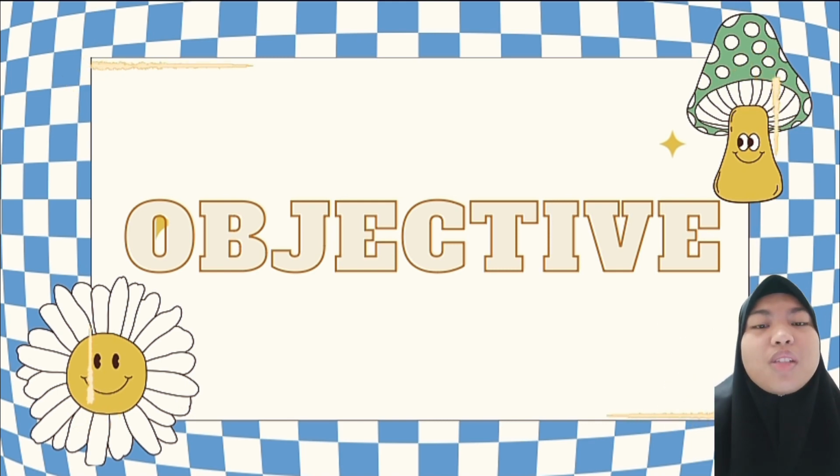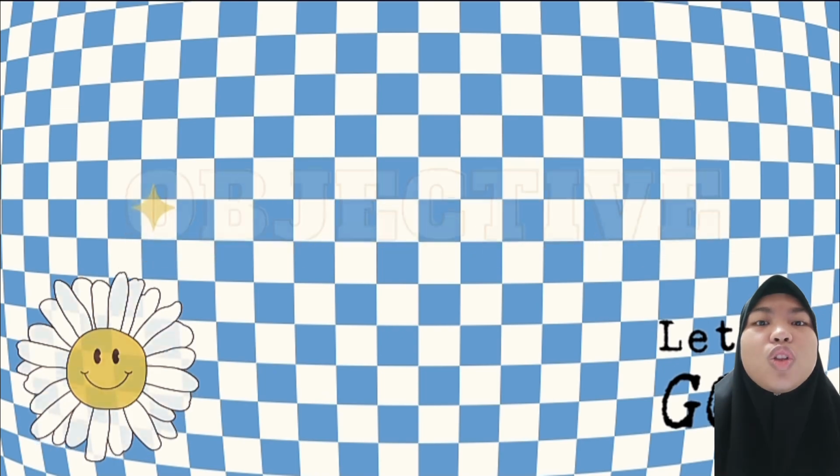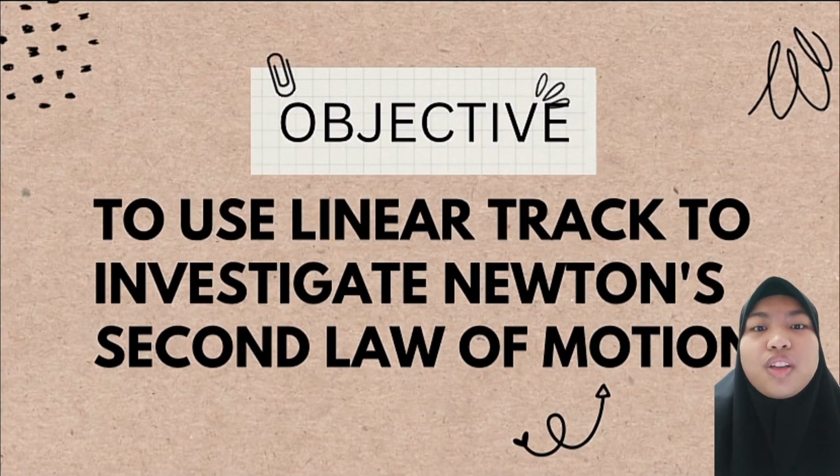The objective of Experiment 4 is to use a linear track to investigate Newton's second law of motion.